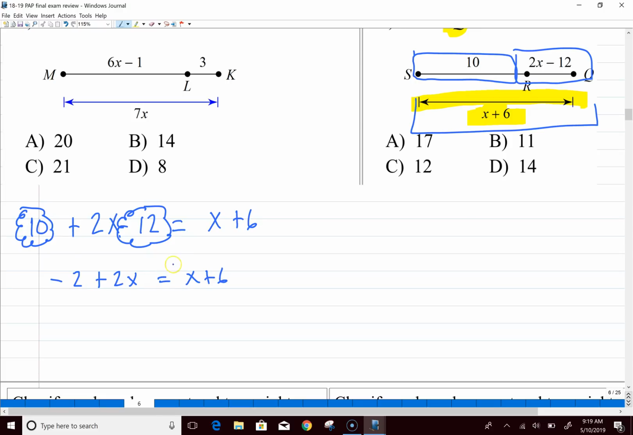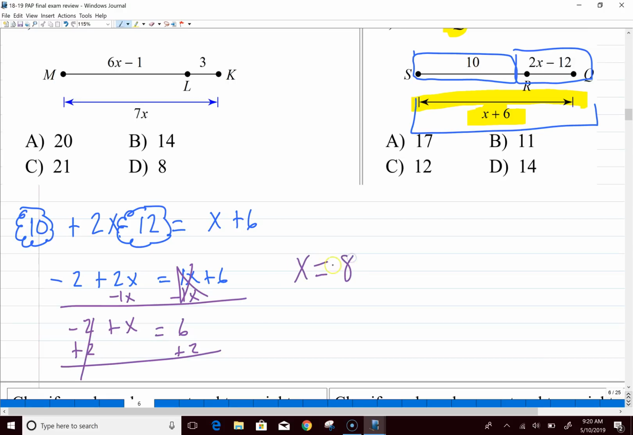I have x's on both sides. Subtract your smaller x. Subtract 1x. That cancels. Bring down the negative 2. 2x minus x, so that's still 1x, is equal to 6. How do you move a negative 2? You add 2. So 6 plus 2 is 8. So x is equal to 8.